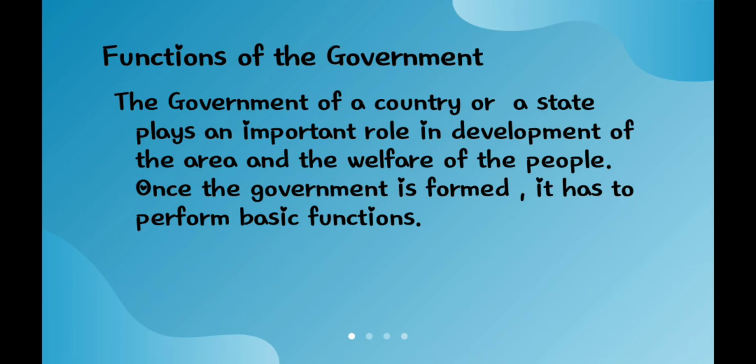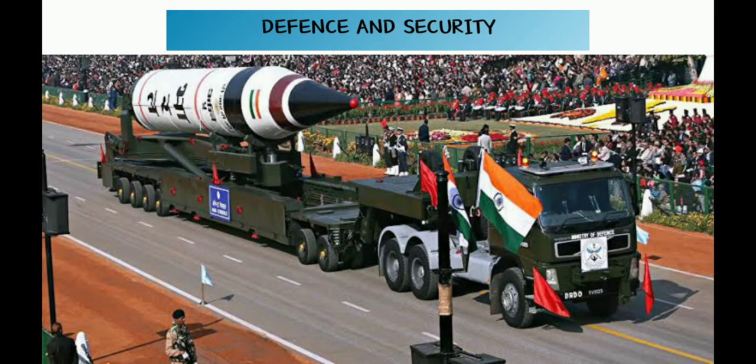Functions of the government. The government of a country or a state plays an important role in development of the area and the welfare of the people. Once the government is formed, it has to perform some basic functions. First function, defense and security. The main function of the government is to provide safety and security to the people. In addition, the government is responsible for the defense of the country and to protect the borders from external forces.